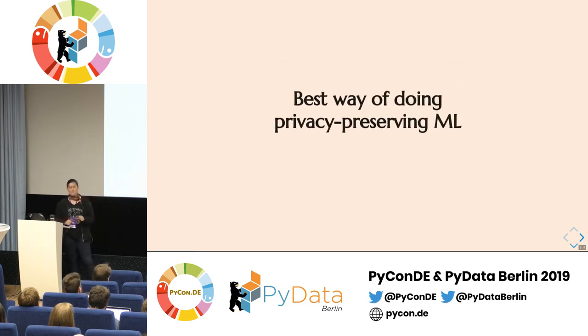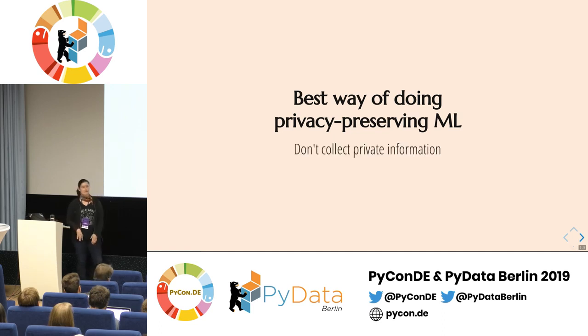So that's the first rule of privacy preserving machine learning: don't collect private information. If you don't have private data, it's privacy preserving. Thank you for your attention.